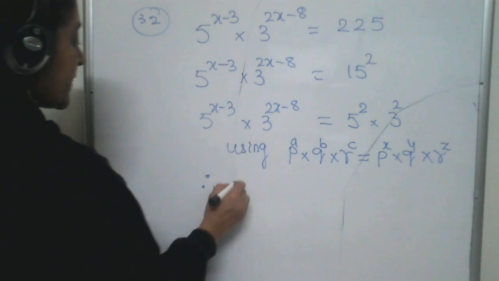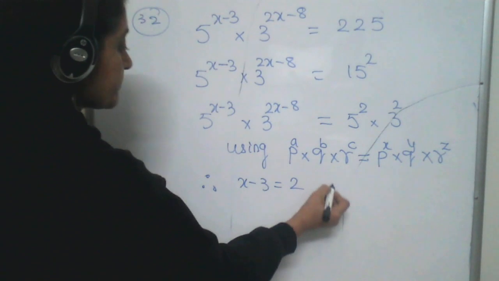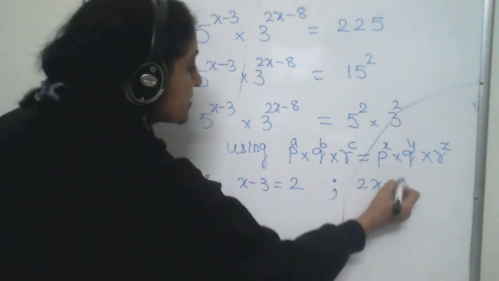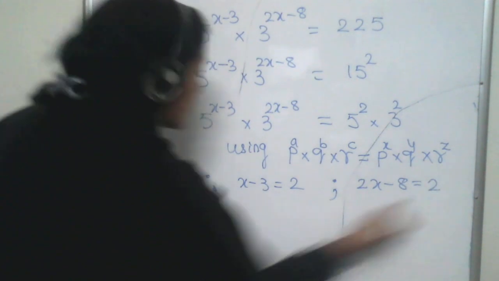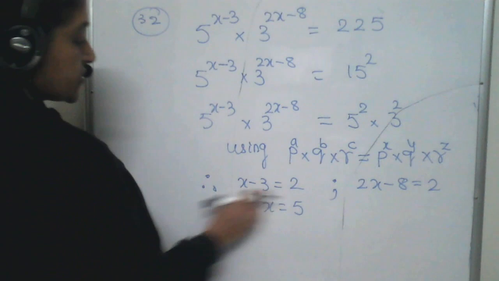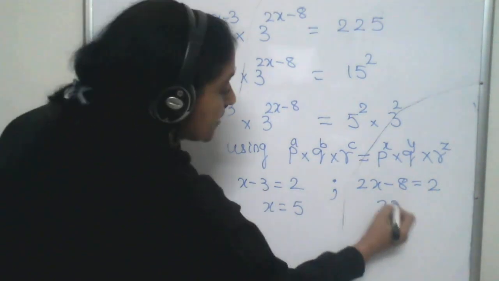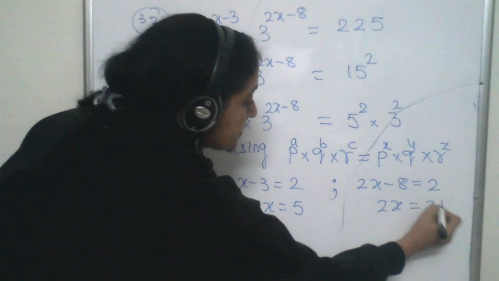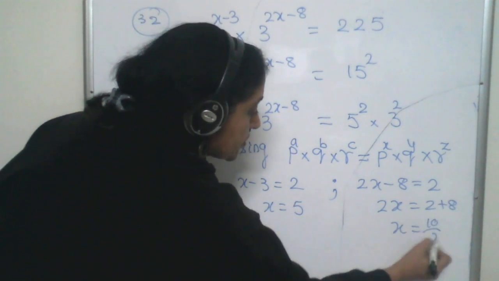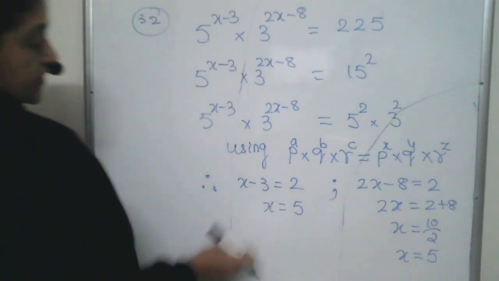Therefore, x minus 3 is equal to 2, and 2x minus 8 is equal to 2. Now here x is equal to 5, because 3 we took to the other side, it becomes plus. Now here 2x is equal to 2 plus 8, that is 10. Then x is equal to what? 10 by 2, that is x is equal to 5. So you have the same values.